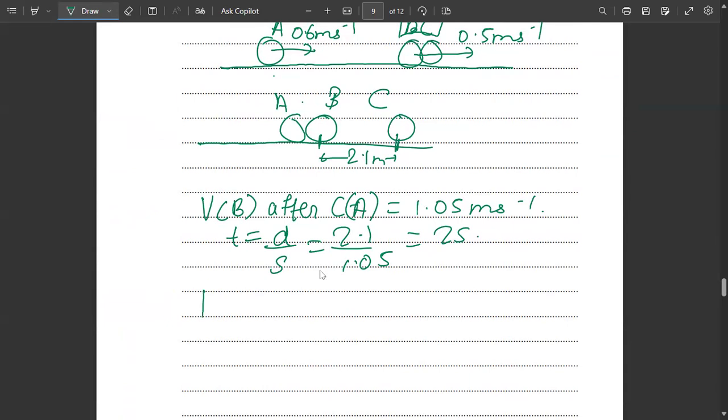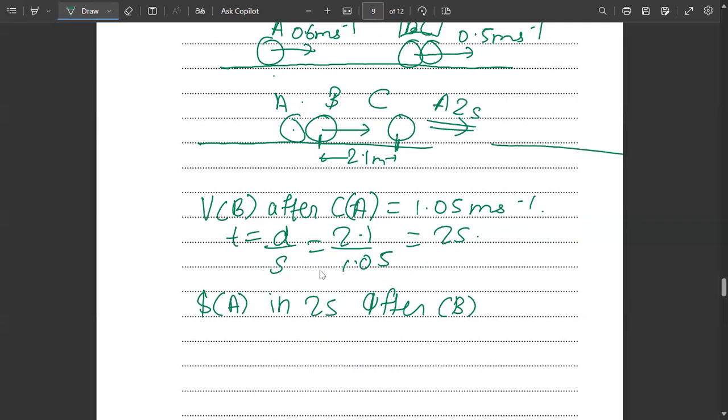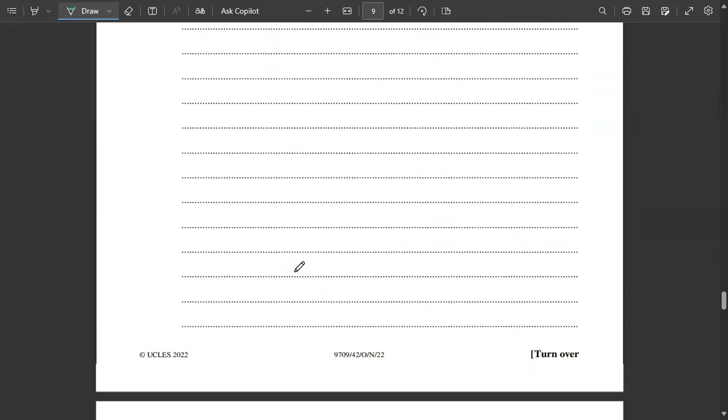Now, how much distance, let me denote distance with S, will A cover in 2 seconds after the collision with B? B has already started to move. After 2 seconds, the scenario will be something like this. A will be here, BC have already collided, but A will also come a little bit nearer because A is moving too.